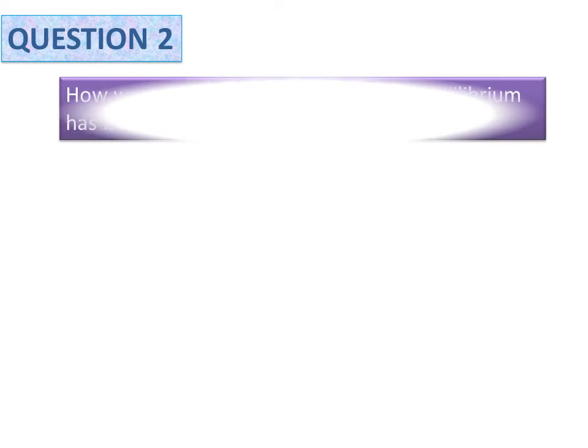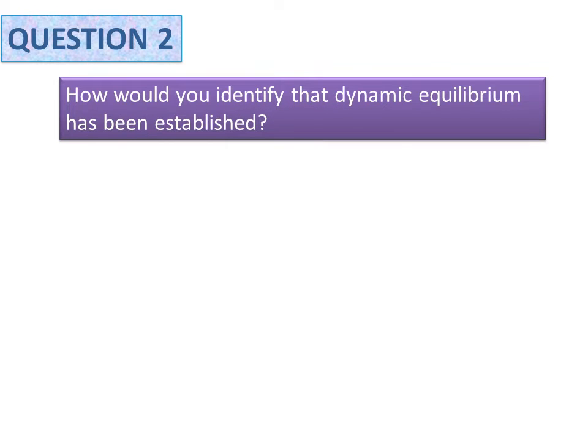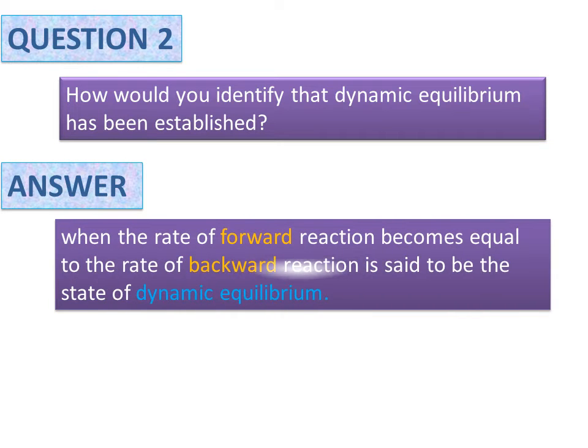Okay, now question number 2 is, how would you identify that dynamic equilibrium has been established? You should give a short answer for this question. When the rate of forward reaction becomes equal to the rate of backward reaction, it is said to be the state of dynamic equilibrium. It means the rate or the speed at which the forward reaction is proceeding should be equal to the rate or speed of the backward reaction. At that time a state is established which we call the dynamic equilibrium.